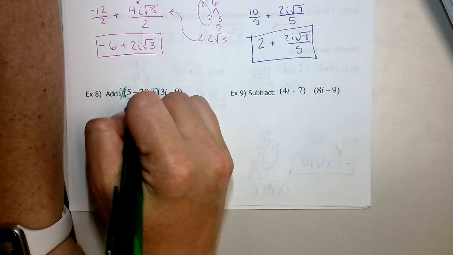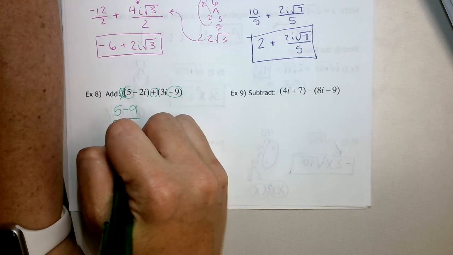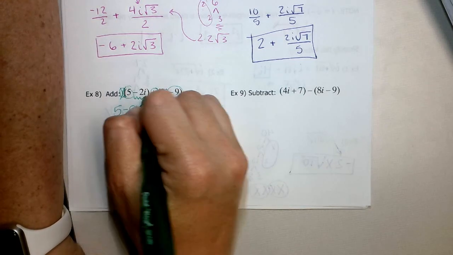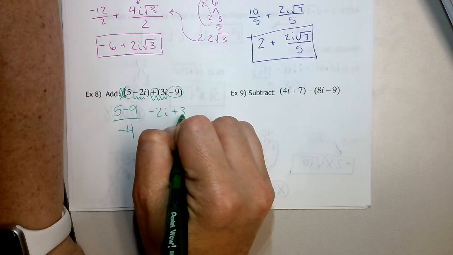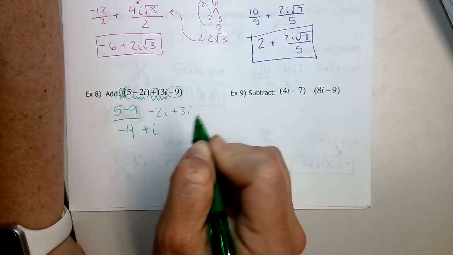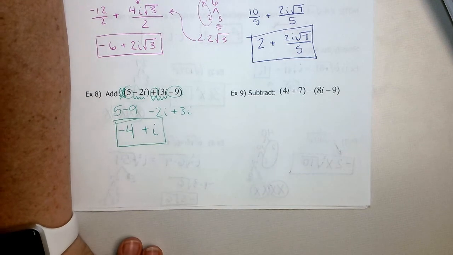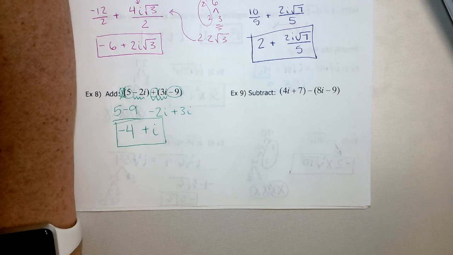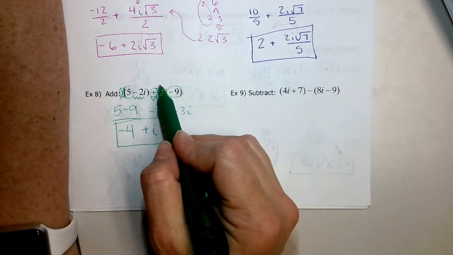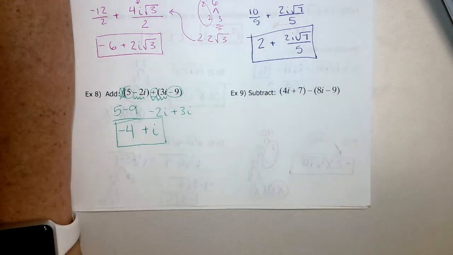What's 5 minus 9? Negative 4. And what's negative 2i plus 3i? There's your answer. You're just combining like terms if it's a plus in front of your parentheses. I mean, you could distribute a positive, but a positive and a positive are still positive, and a positive and a negative are still negative. Okay? So it doesn't change anything.